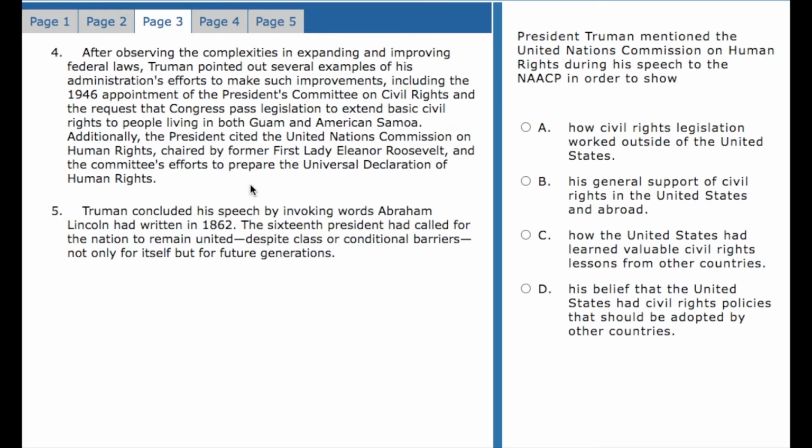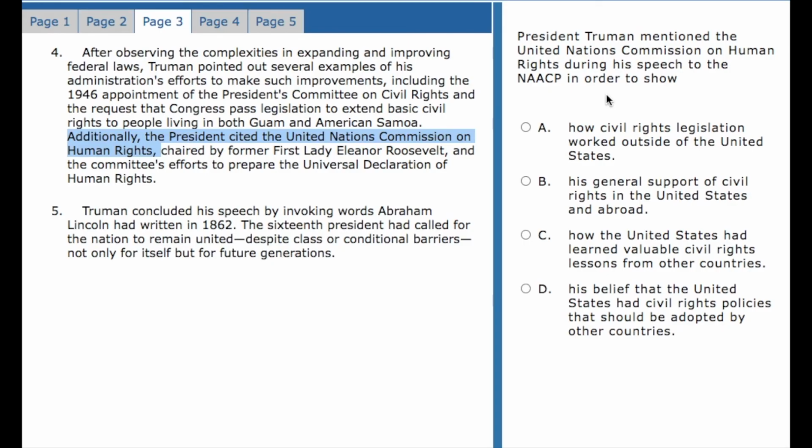And so at this point, I have to remember that the question was asking me about the United Nations Commission on Human Rights. There was something about that in the question. So I want to realize that this is the part of the passage where it says, additionally, the President cited the United Nations Commission on Human Rights. So this is probably the part of the passage where the answer to this question is going to be. So let's look at the answer choices here.